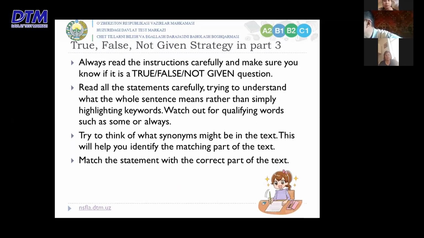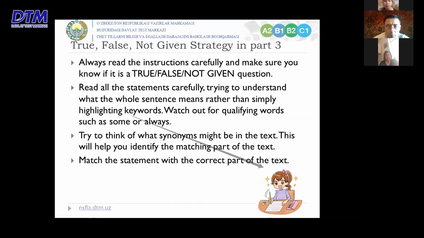Next is in part 3, true, false, not given strategy. Before doing this task, you should be sure about the instructions. Read the instructions carefully and make sure you know if it's a true, false, not given question. Read all the statements carefully, trying to understand what the whole sentence means rather than simply highlighting keywords. Be careful. You don't need to highlight keywords. You should know the meaning of the sentence.